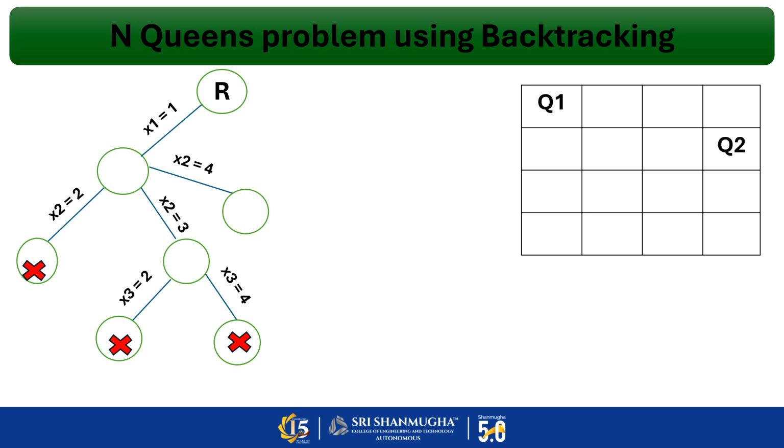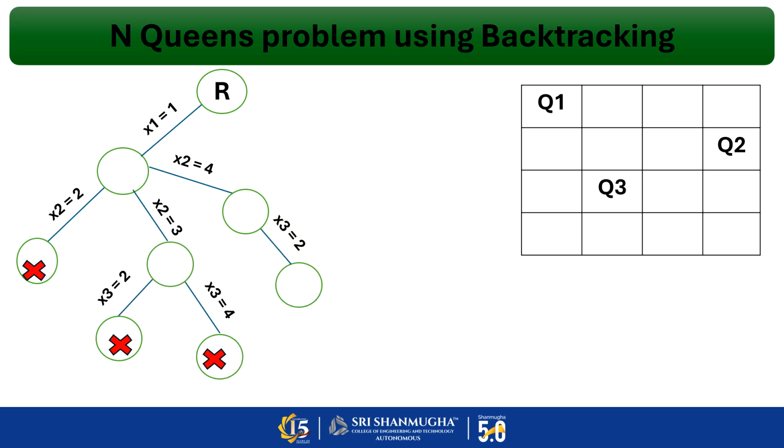Previously we placed Q2 in the second row, third column. Now I am trying the fourth column. In the second row, fourth column I am placing Q2. Now that is x2 equal to 4. In the tree, the x value is nothing but the queen value. Wherever you are placing, you have to mention it. So now I am trying x2 equal to 4. It is safe. Now I am constructing a child node below that, x3 equal to 2. x3 equal to 2 means x3 is queen 3, so queen 3 is placed in the third row, second column.